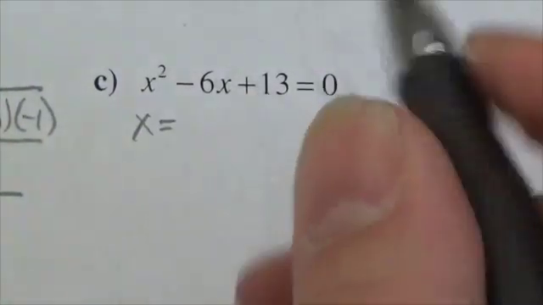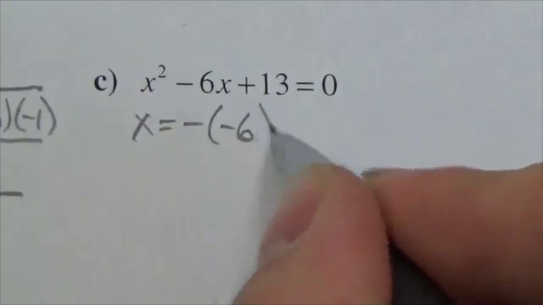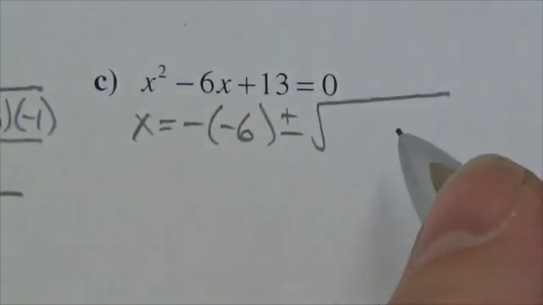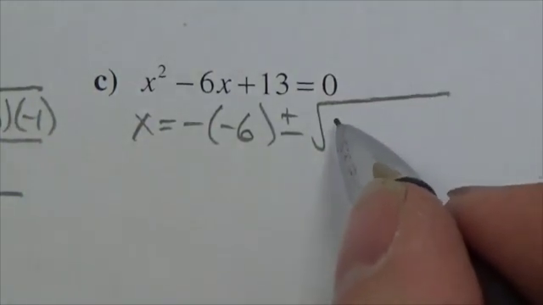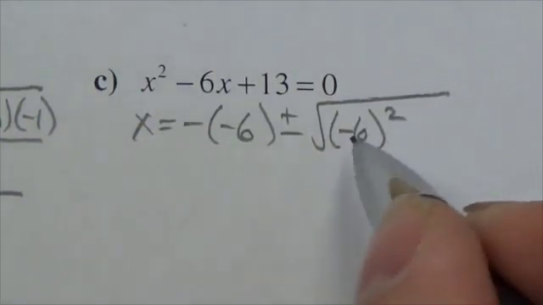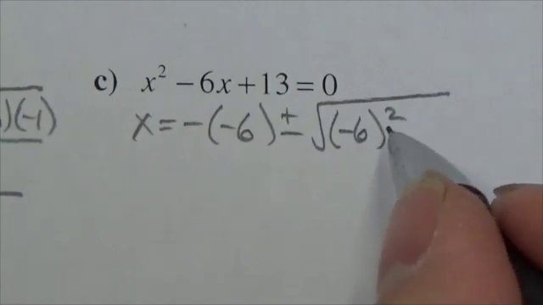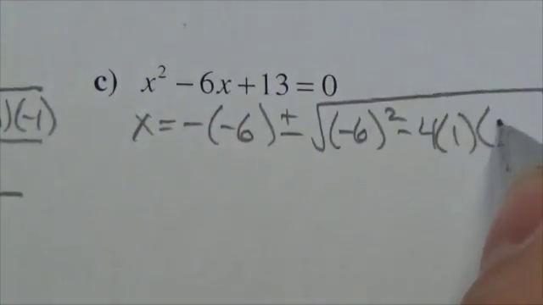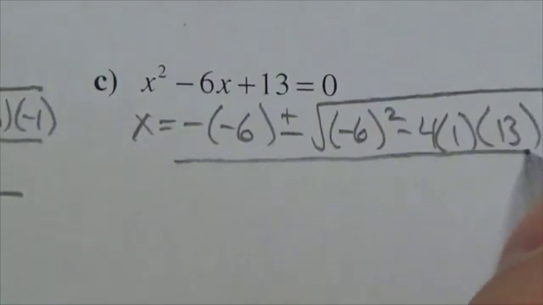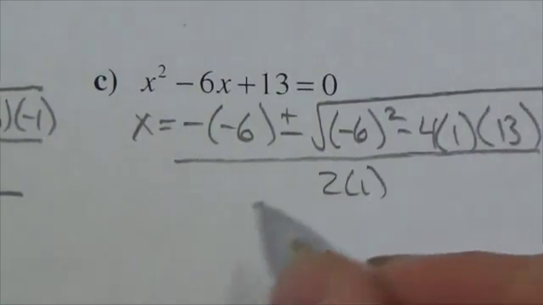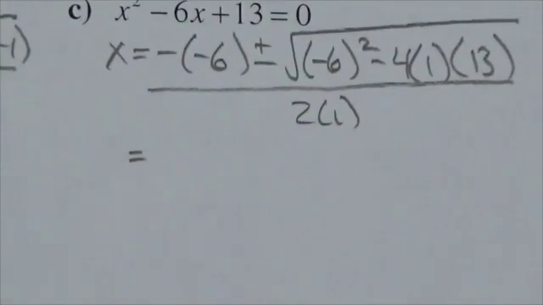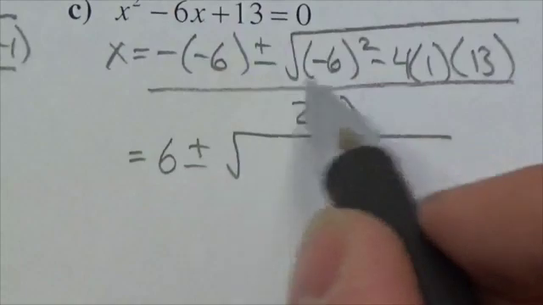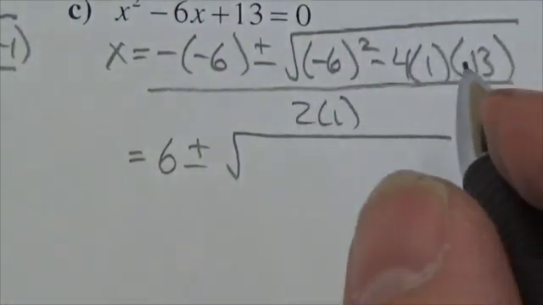So x in this case is going to equal the negative of negative 6. So right away I know that when I move inside my radical here, I'm going to have to pay attention to that. Got to put brackets around that negative 6. So negative 6 squared minus 4 times a, which was 1 in this case, times c, 13, all over 2a. Okay, so that's going to become positive 6 plus or minus the square root of, okay, this is going to end up being 36, okay?